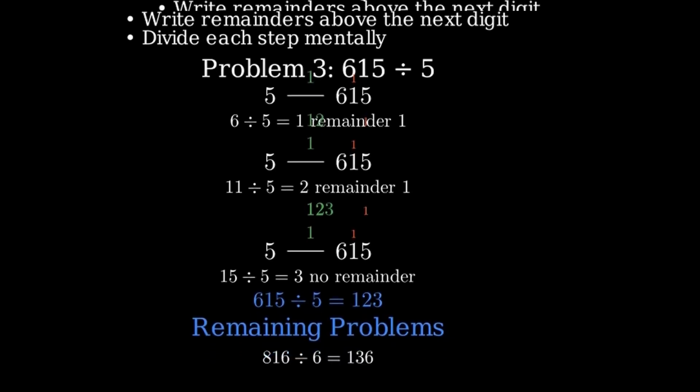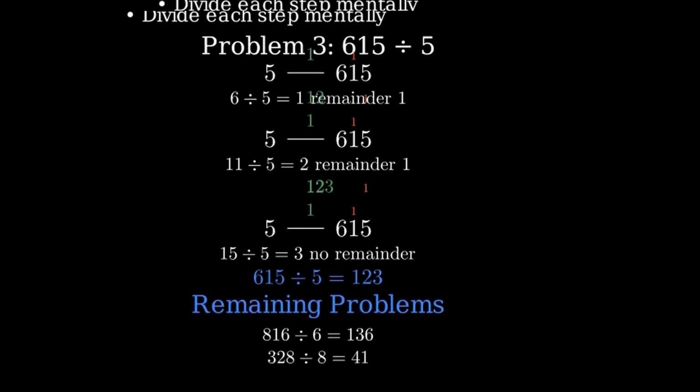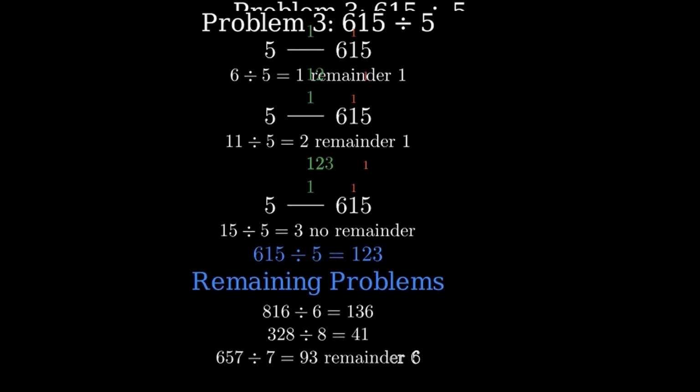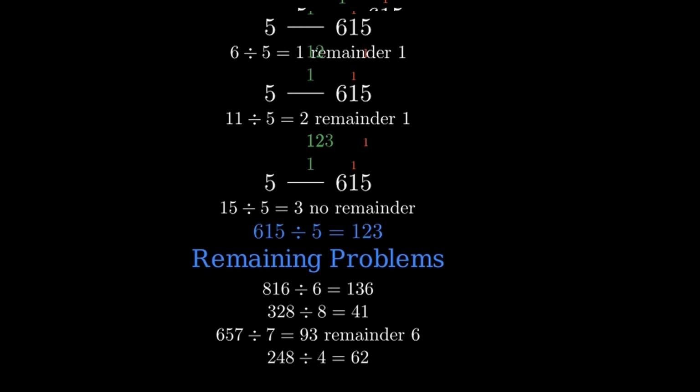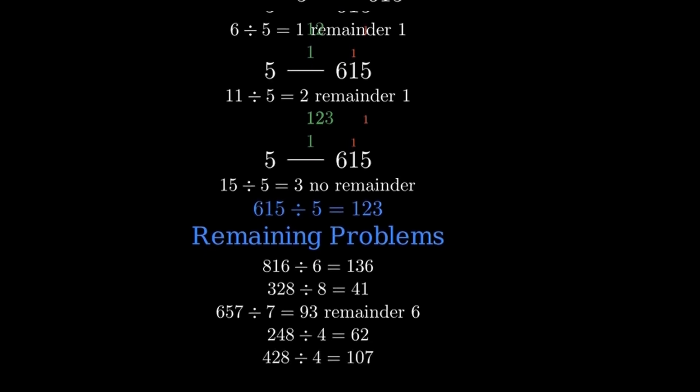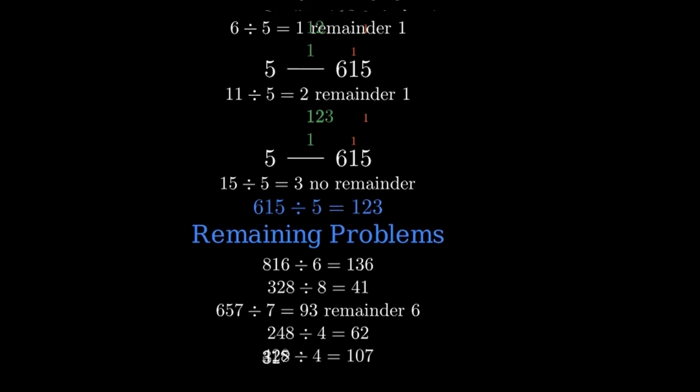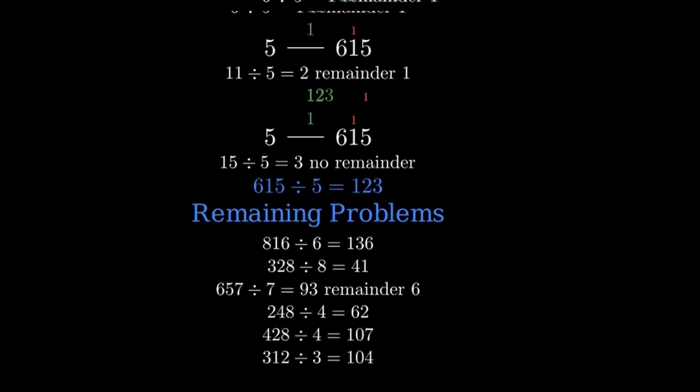Problem 4. 816 divided by 6 equals 136. Problem 5. 328 divided by 8 equals 41. Problem 6. 657 divided by 7 equals 93, remainder 6. Problem 7. 248 divided by 4 equals 62. Problem 8. 428 divided by 4 equals 107. Problem 9. 312 divided by 3 equals 104.